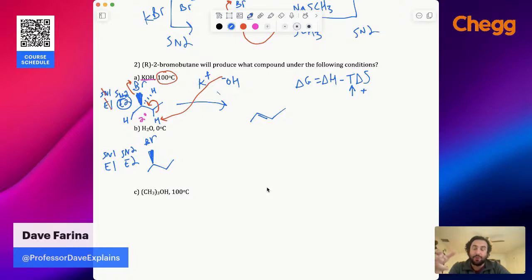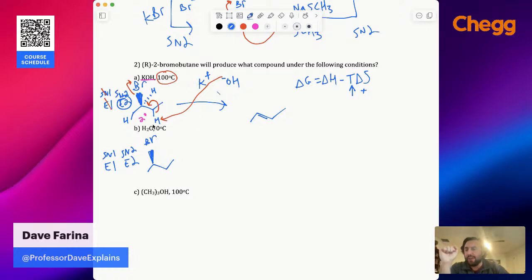Water is very stable. Water is not like hydroxide. Hydroxide is the conjugate base of water. It is much, much more strongly basic. Water is neutral. It's not especially basic, and is not really a great nucleophile because it is neutral, right? Things that have negative charges tend to be better nucleophiles.